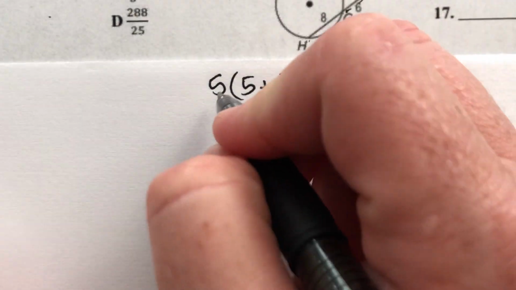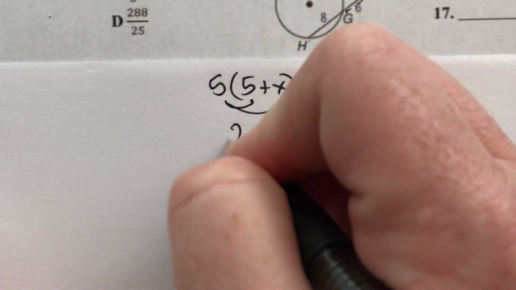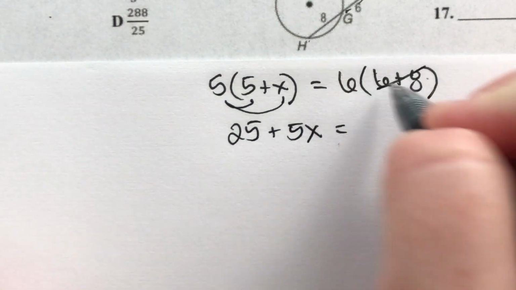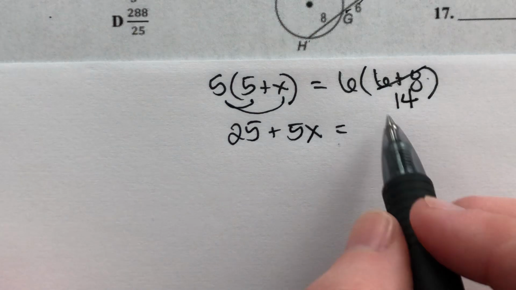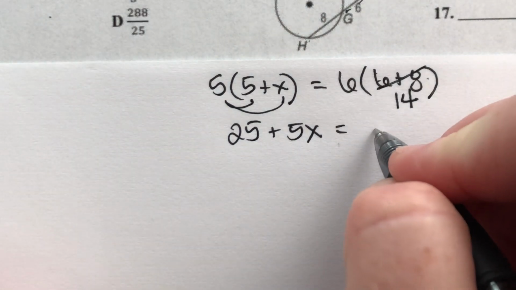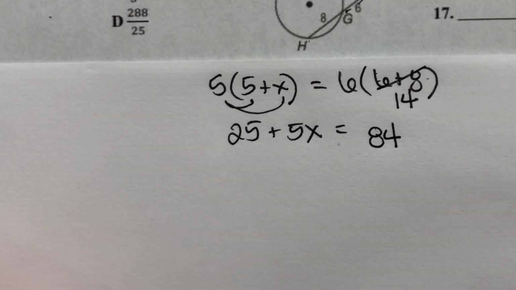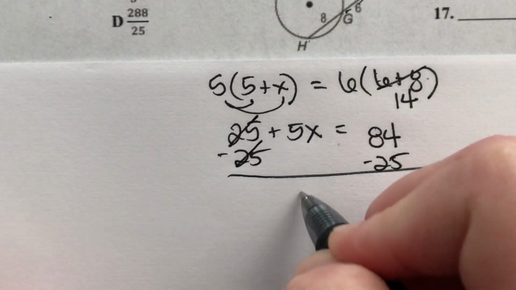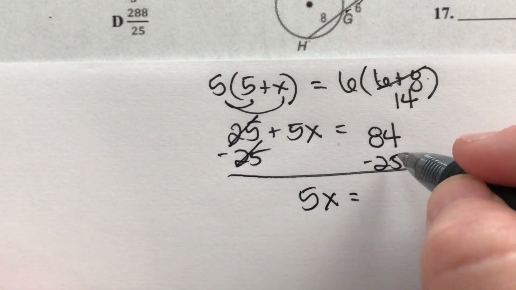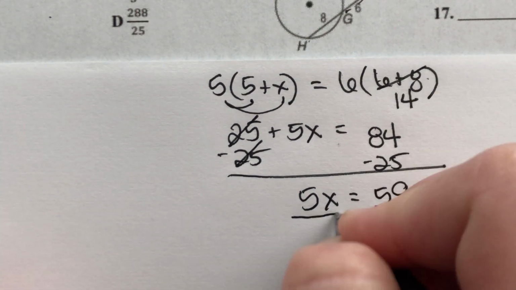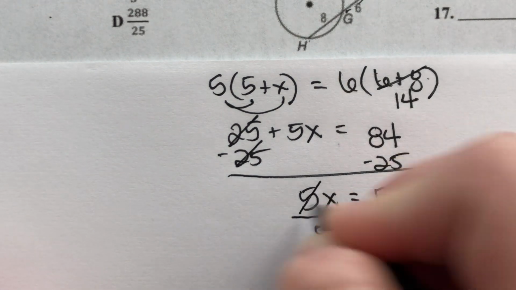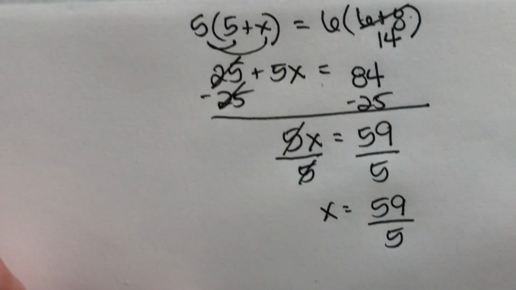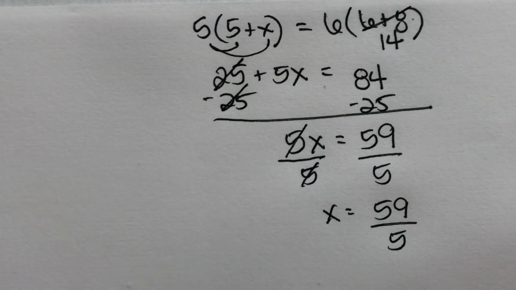I'm going to distribute this 5, and I get 25 plus 5x equals 6 times 14, which is 84. I'm going to subtract 25 from both sides. 5x equals 59, divided by 5, divided by 5. X equals 59 over 5, so I might have to change that to a decimal.